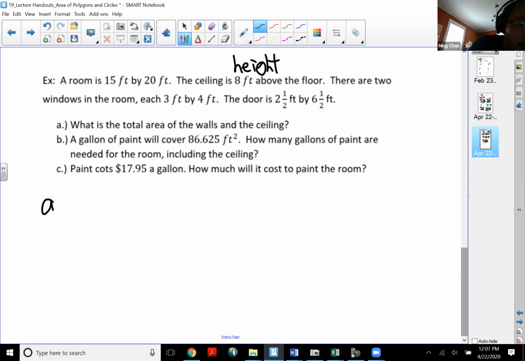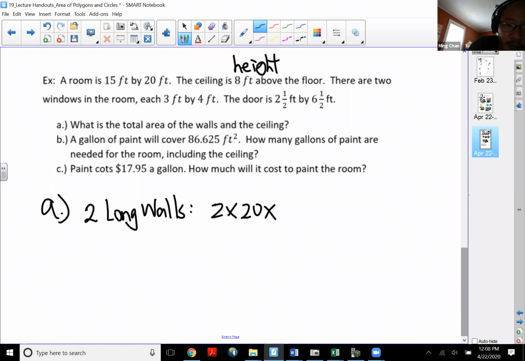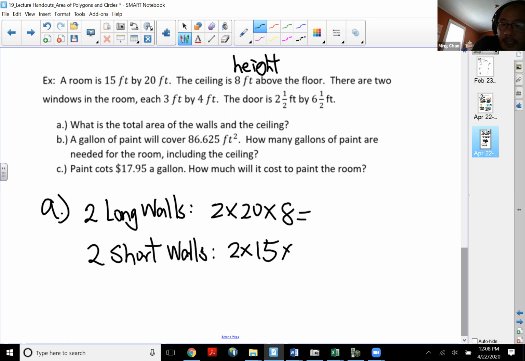For part A, I'm going to do the 2 long walls. The 2 long walls are 2 times, the longer wall is 20 feet long, and 8 feet tall. Then I'm going to have 2 short walls: 2 times, my short walls are 15 feet long and 8 foot tall. There you go. And my ceiling.